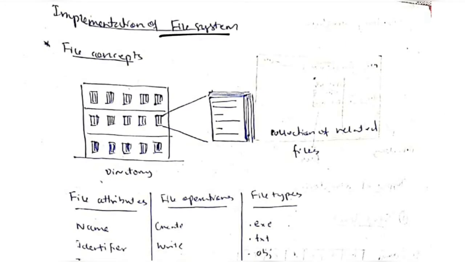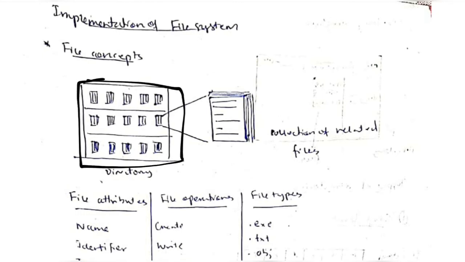Next is about the file system, and it's easier than the previous one. In this, we just need to know a few concepts regarding file management systems. Basically we need to know what a directory is and what a collection of related files is. Directory means all the files which are stored inside the memory. Each directory will have a set of related files. That's known as a collection of related files.